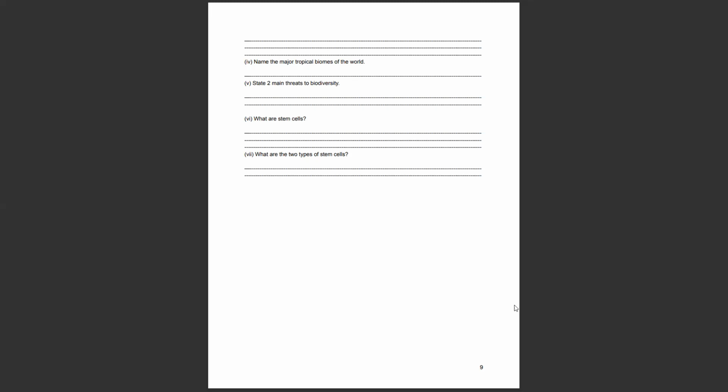Then state 2 main threats to biodiversity. Habitat loss, right? Overexploitation, pollution, introduction of invasive alien species. Last one, climate change. Give 2 marks, and for the previous one, please give 4 marks. Okay? Not 1 mark, 4 marks. For the 4th one, 4 marks. And for the 5th one, 2 marks.